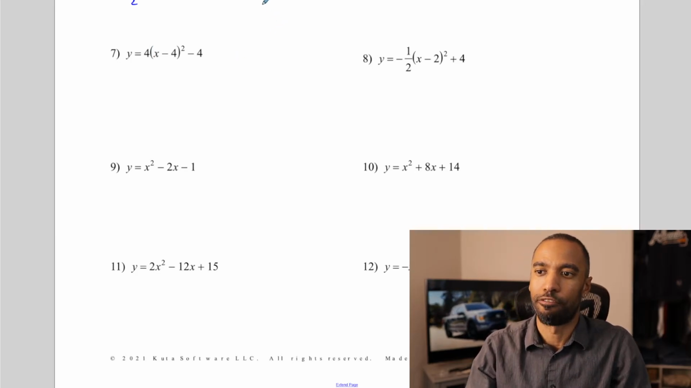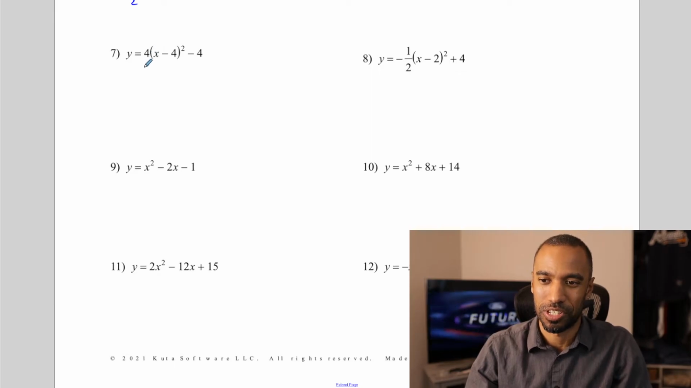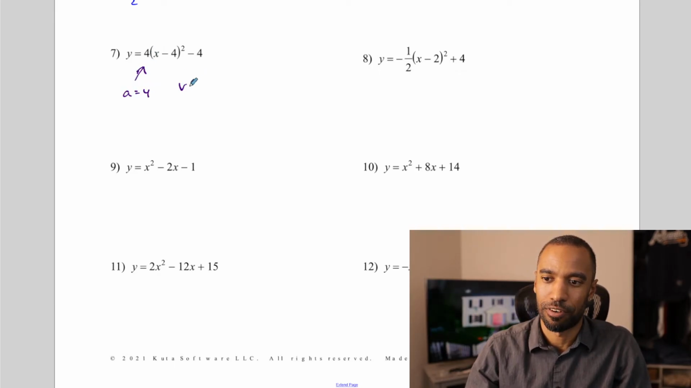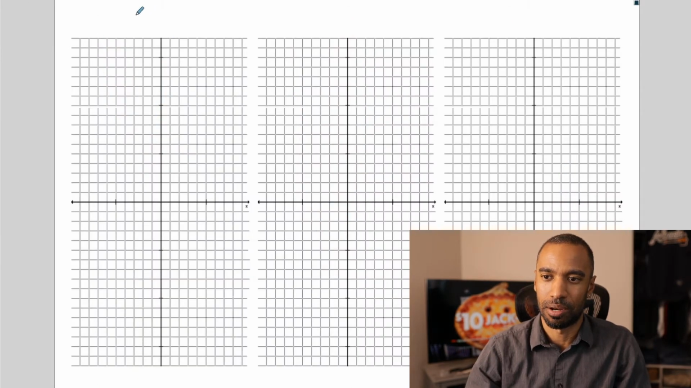Number 7. Ooh, I got a 4. Oh man, don't have as much fun with the taller ones here. A lot of 4s all over, right? The a value is 4, and then the vertex is at, it looks like 4, negative 4. So okay, here we go with a 4 here on number 7.